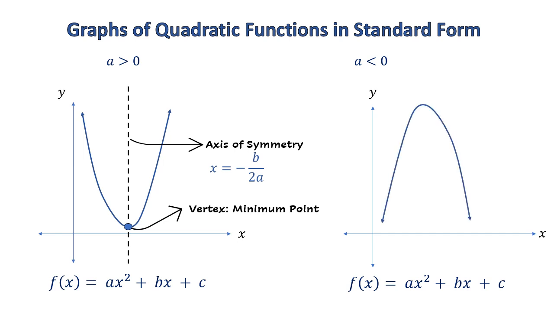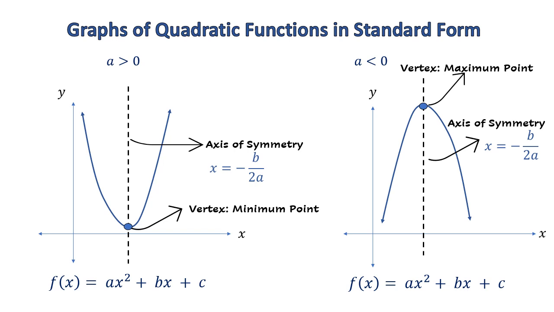and when a is negative, we have a parabola concave downward. Also, we have an axis of symmetry with the equation x equals negative b over 2a, and the vertex is the maximum point.